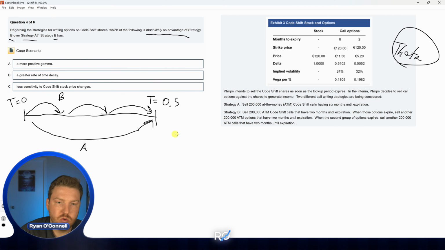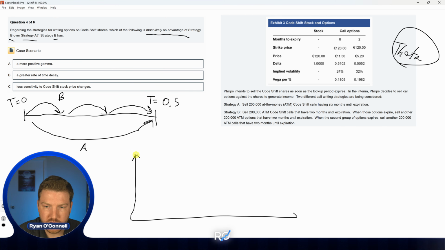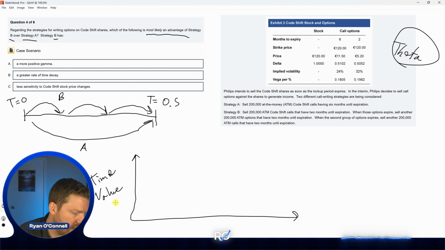So options lose value as time passes. An option, everything being held the same, should have more time value essentially when there's more time to maturity. And the way that it loses this time value is not linear. So if we draw a graph, which is used to basically approximate how much time value we have on this axis, and then on the other axis, we are going to have the time to expiration.